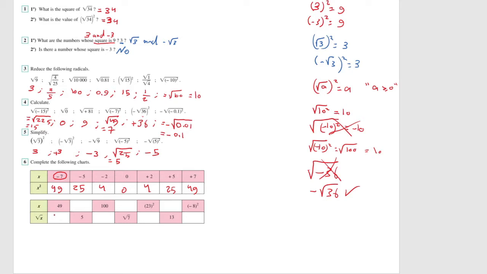Okay, 49, radical x is 7. Okay, let me do these: 100, radical 100 is 10. 23 squared. What is radical 23 squared? Radical 23 squared is equal to 23. Did you understand how? Negative 8 squared, or you know what? Let me just explain a little bit. It's always better to explain. Radical 49, I write here radical 49 equals 7. So I write 7.